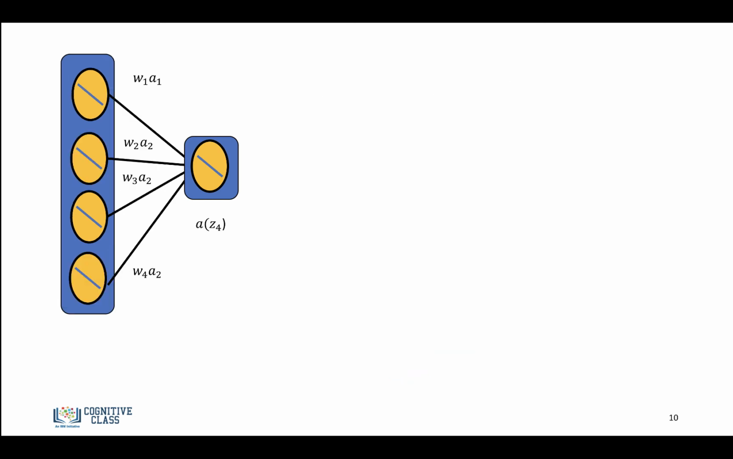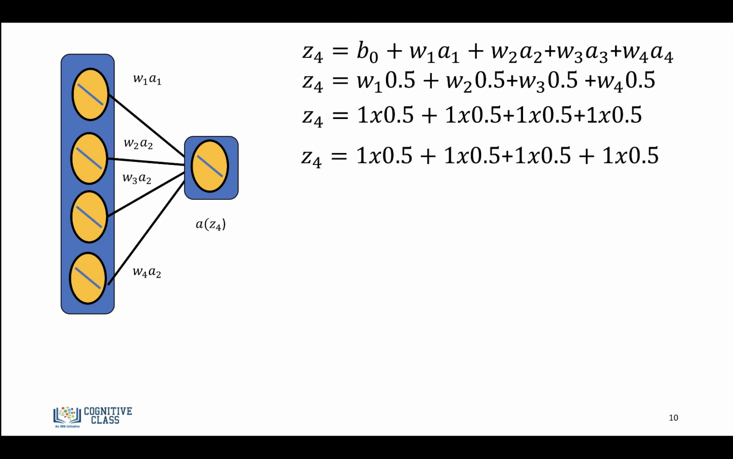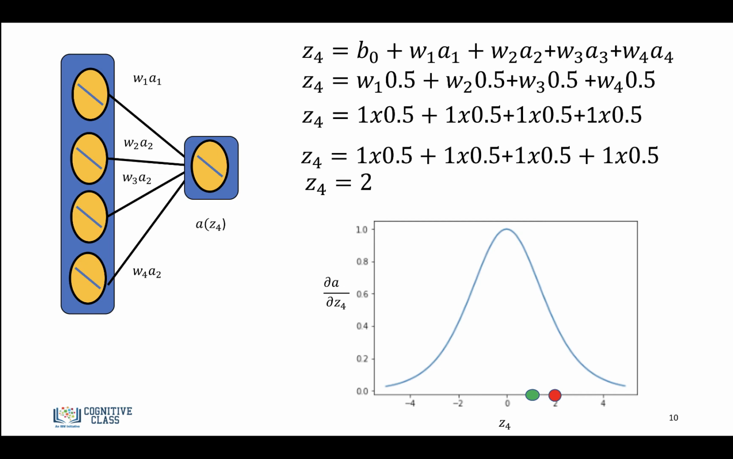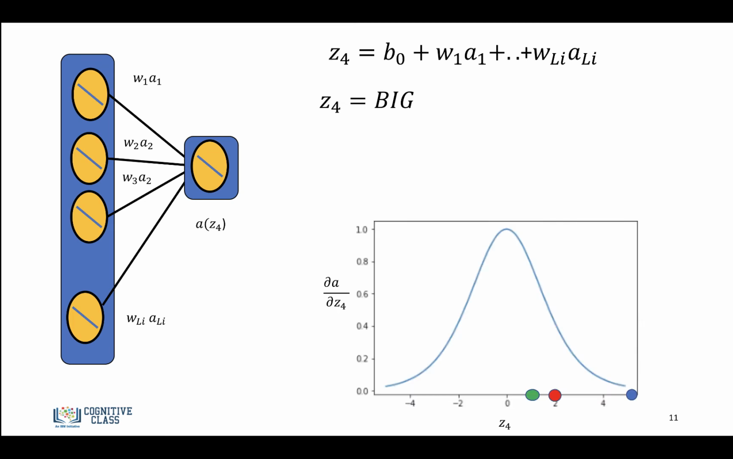So let's see what happens when we have more neurons. Again, we'll assume that all our activations equal 0.5, and again we'll assume the worst case where all our parameter values are 1. Let's look at the derivative of our activation with respect to Z4. Now, as you can see, the values aren't too bad, but we're getting close to the region where the gradient is approaching 0. So the problem is if we have an arbitrarily large number of inputs to our neuron, Z4 will be big, and this point in blue will definitely suffer from that vanishing gradient problem.